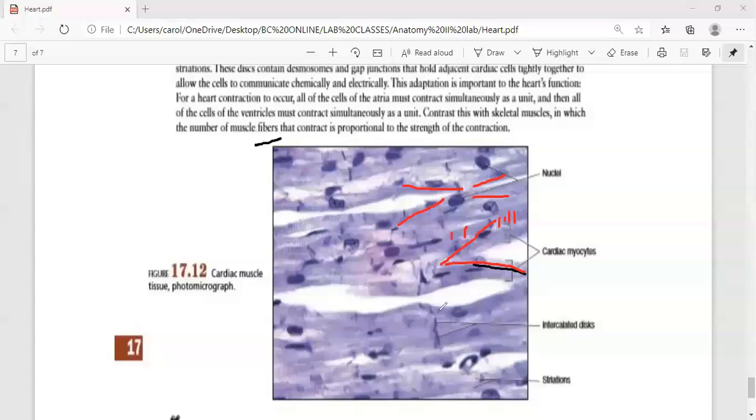Right? These darker stripes are going to be this one, right? You can see here this dark. There's probably another one right here, another one right here. There's another one right here probably. Okay, those are going to be the intercalated discs.